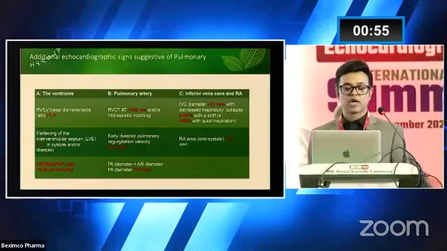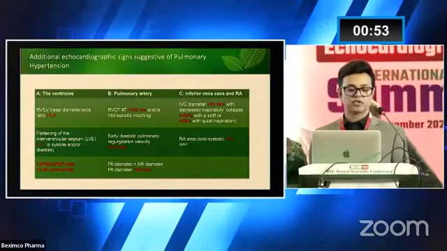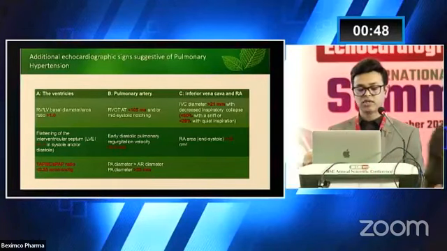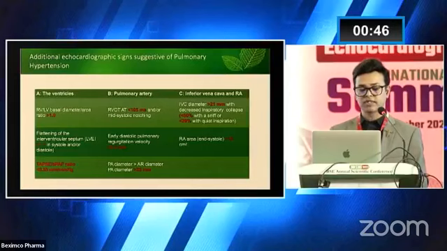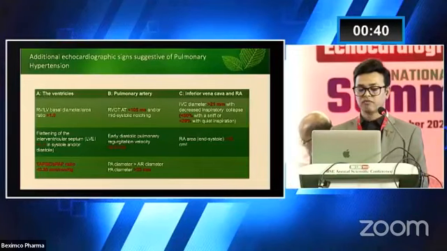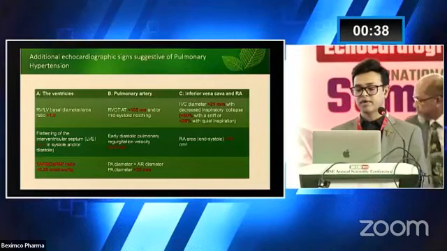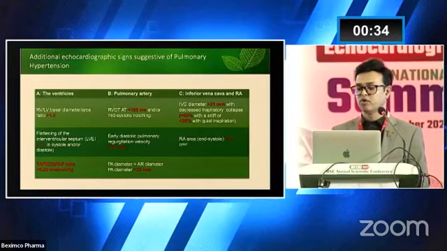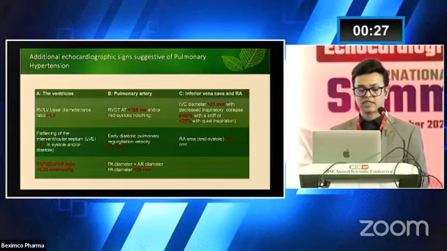Additional echocardiographic signs suggestive of pulmonary hypertension. Already I mentioned RV/LV basal diameter ratio more than 1, flattening of the interventricular septum, RVOT acceleration time less than 105, early diastolic pulmonary regurgitation velocity more than 2.2, pulmonary artery diameter more than 25 millimeter, IVC more than 21, RA area more than 18 centimeter square, TAPSE to systolic pulmonary artery pressure ratio less than 0.5 millimeter of mercury.